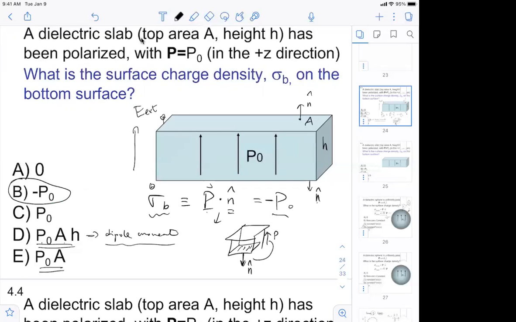But what about the top part? Top surface, its N hat is up. So top surface positive, bottom surface negative. So why do we only care about the bottom surface? Oh, it's just asking for the bottom surface. We care about both. Oh, okay, I didn't see that. Okay, no problem, thank you.